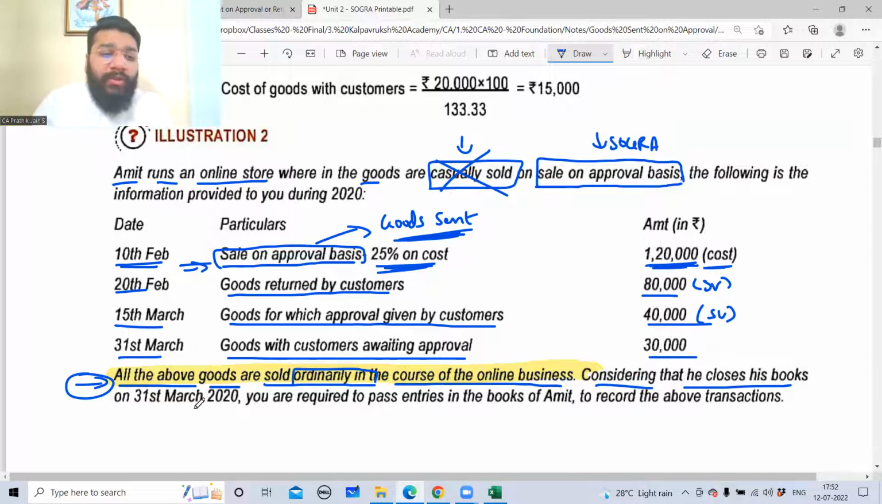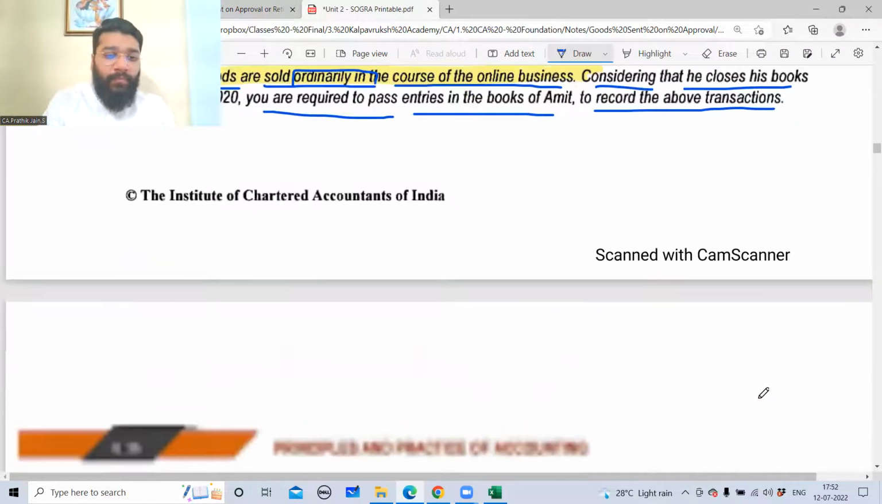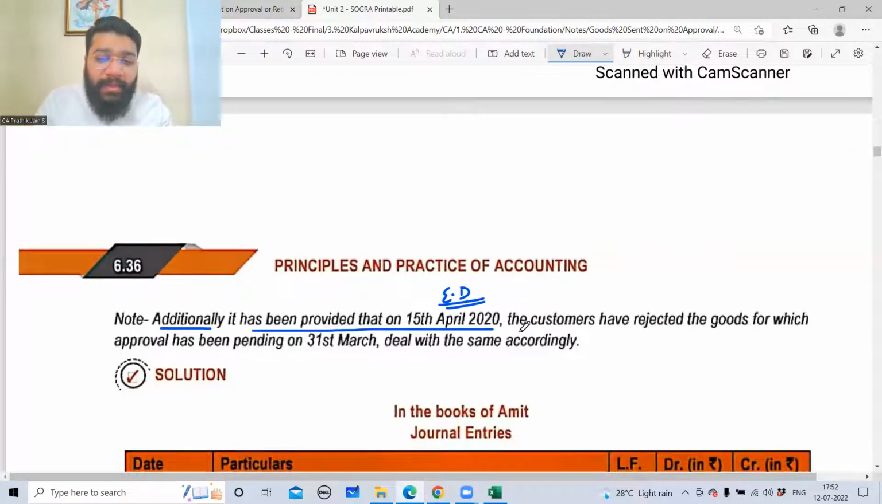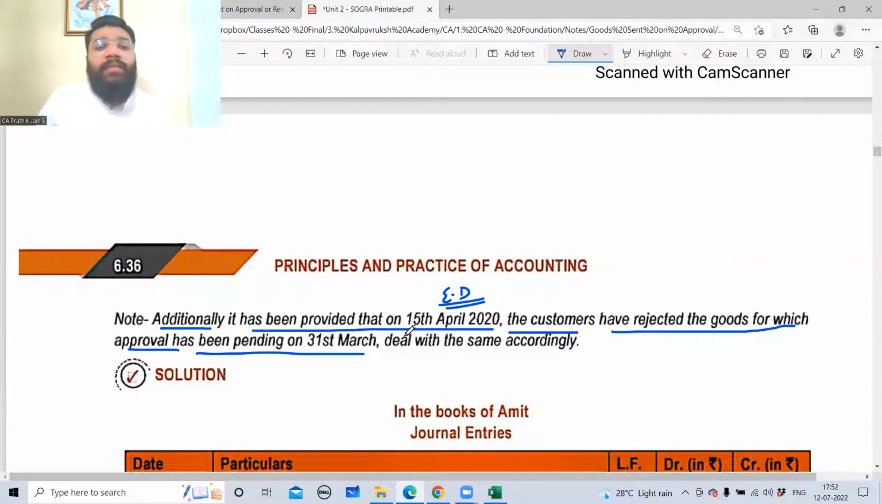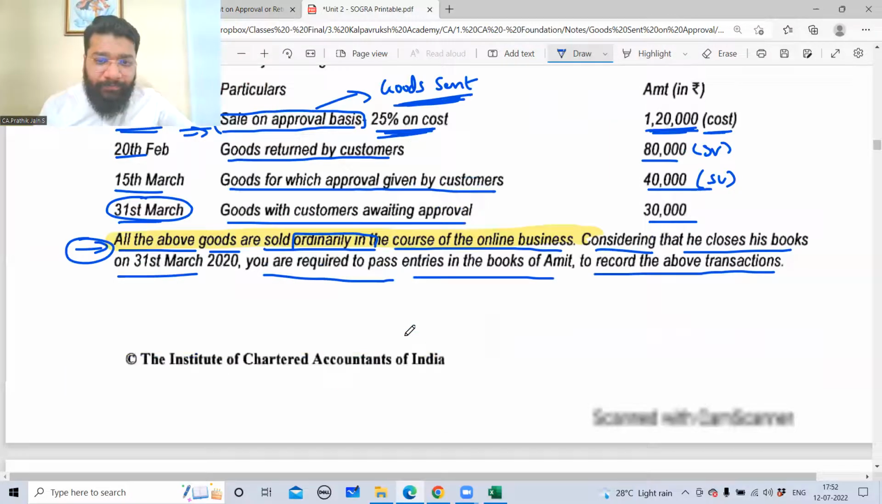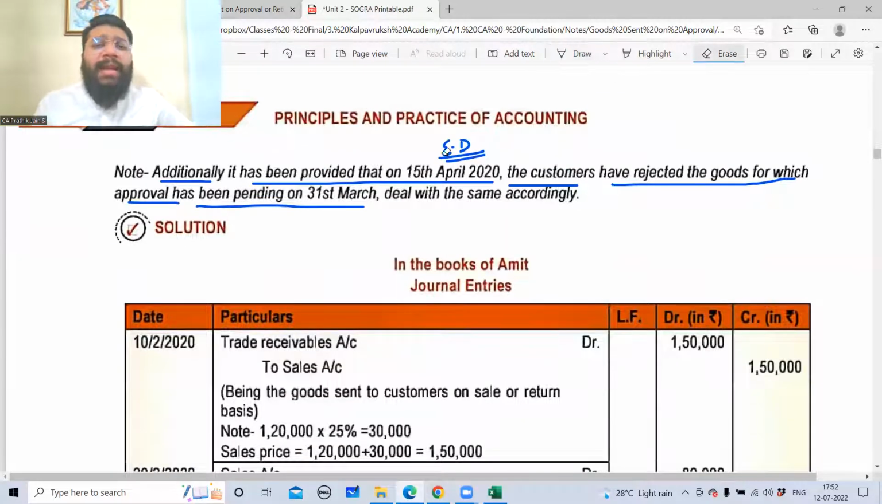Considering that he closes his books on 31st of March. On 31st of March, books are being closed. You are required to pass entries in books of Amit to record the above transactions. Note, additionally, it has been provided that on 15th April 2020, that is the expiry date, the customer has rejected the goods for which approval was pending on 31st of March. So on 15th of April, that is next year, they are saying that the goods are rejected. Is 15th April the last date? Nothing is mentioned. Okay, so 15th April is just a random date. Next financial year, that fellow is telling that I am rejecting the goods.